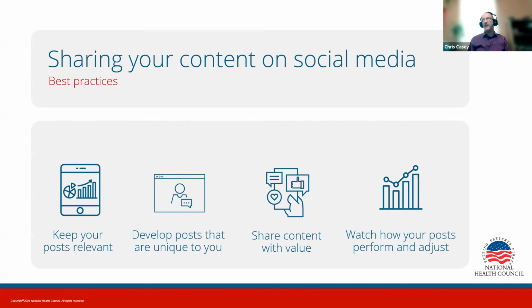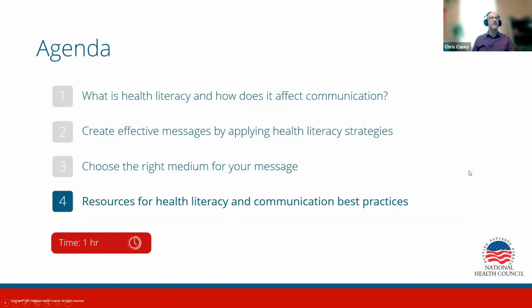Share content that has value, content that means something not only to you, but to your audience. So your audience is more likely to engage with posts that they can relate to. And those aren't necessarily always the things that matter to us as communicators. And then lastly, watch how your posts perform and adjust accordingly. Are people engaging more with videos? Are they engaging more with graphics or infographics? And kind of pivot from that based on what you're seeing.